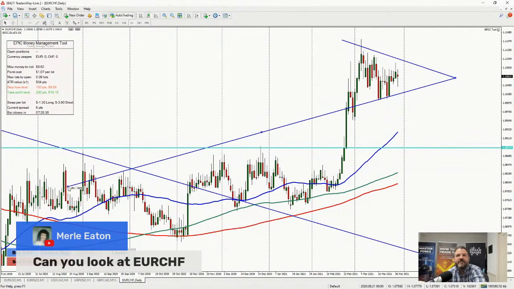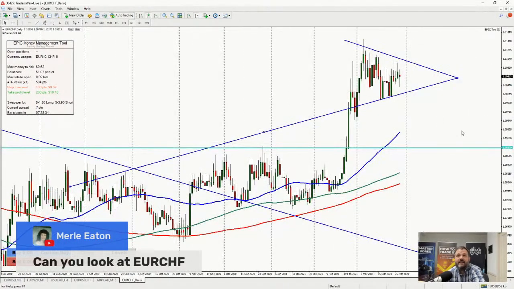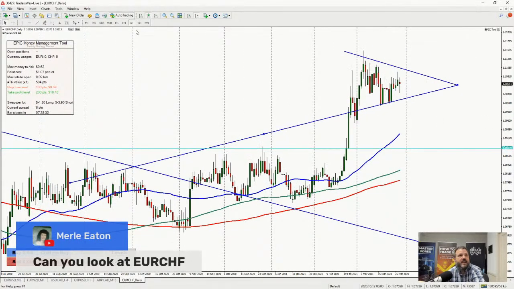That's pretty cool. We've got this flag here. So I kind of like the idea of watching this break to the upside. Very similar to the USD Swiss, actually, if we'll maybe look at that later. But look for this to go up. But I'm not taking anything unless it breaks up or down on this.